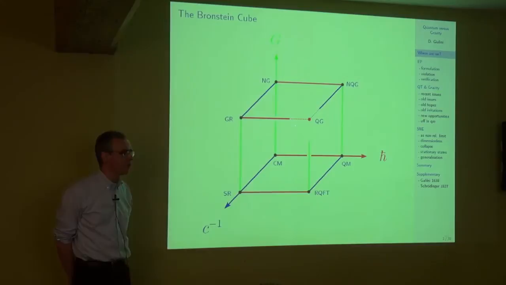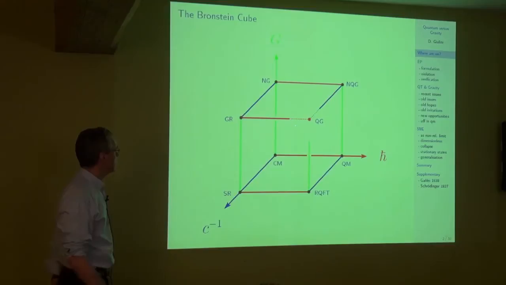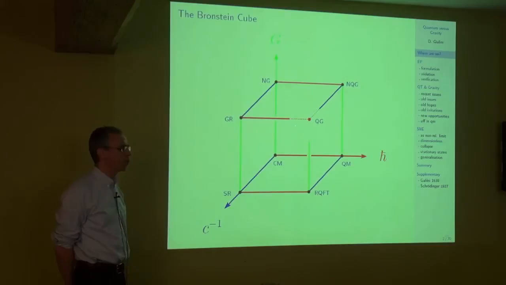So I don't want to suggest that these different paths are always commutative. It's not clear that from classical mechanics you get to quantum mechanics by switching on h, and then you switch on 1 over c, and then you get to relativistic quantum field theory, whereas I'm not saying that it's the same as first going to special relativity and then somehow applying some quantization rules, right?